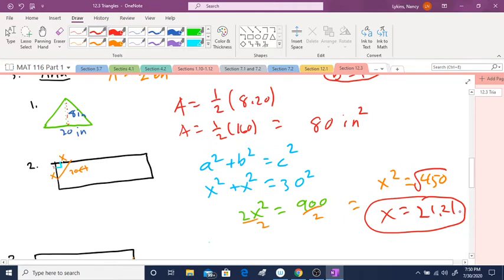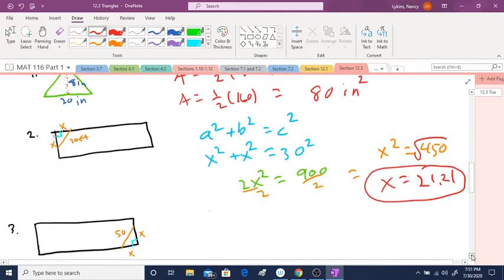Now remember, if it asks you to do rounding or even significant digits, in this case, the significant digits or rounding, I mean, you need to pay close attention.